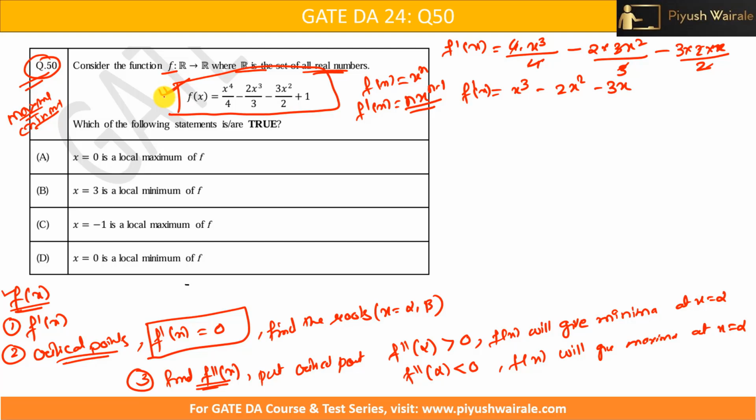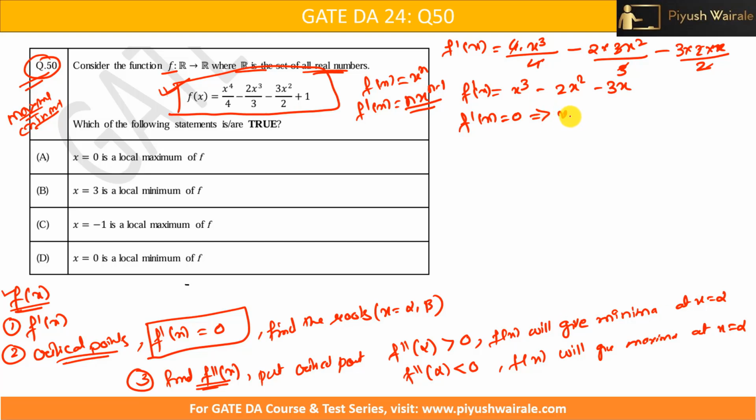I hope you all know how to take the derivative of any function. That is a prerequisite for this particular topic, calculus. You should know how to find the derivative and also how to take the integration. These two things are prerequisites for calculus. You should know the 11th and 12th derivative and integration topics. So this is how I got f dash of x. Now what is the next step? Find the critical points. Just equate f dash of x to 0.